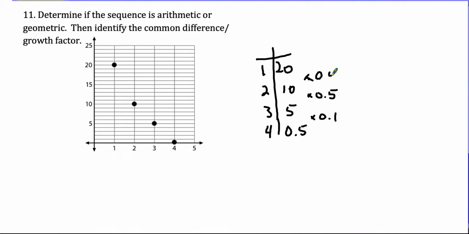So in this case, it appears that this sequence is geometric to start, right? I'm multiplying by 0.5 to go from 20 to 10, and then multiplying by 0.5 to go from 10 to 5. However, to go from term 3 to term 4, I am not multiplying by 0.5. That means that this sequence is neither arithmetic nor geometric.